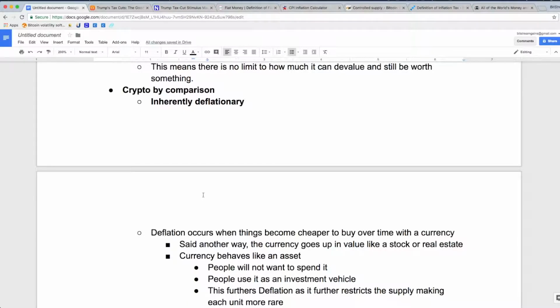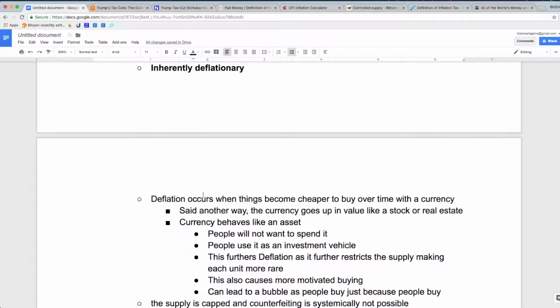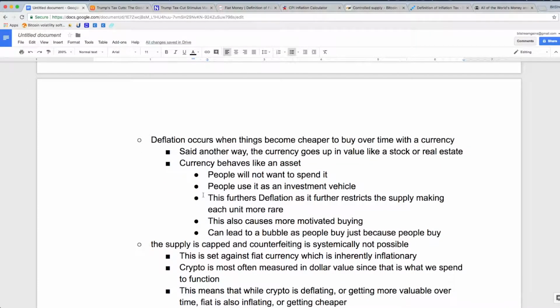All it has to do is just sit there and stay the same. And by virtue of no more being created, it will get more valuable in dollars, just like everything else. So the currency is going to pretty much go up like a stock or real estate because it's inherently deflationary. It behaves like an asset.